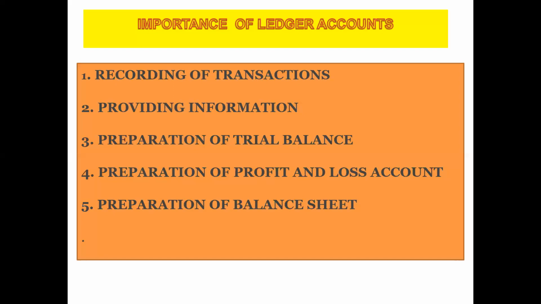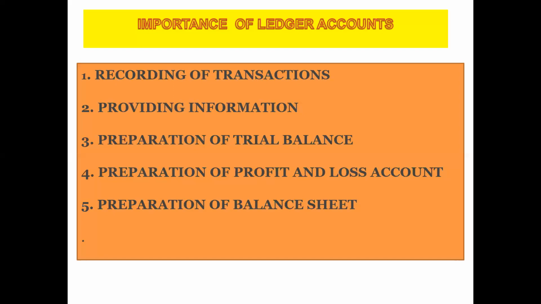So with the help of the journal, we can make the ledger account, and with the help of this ledger account, you will be able to prepare the trial balance of your organization. This is the third format of accounting. First is journal, second is ledger, and the third one is trial balance. To prepare the trial balance, we need the ledger account balances, and with the help of the ledger only, you can prepare the trial balance. So that is the third point.